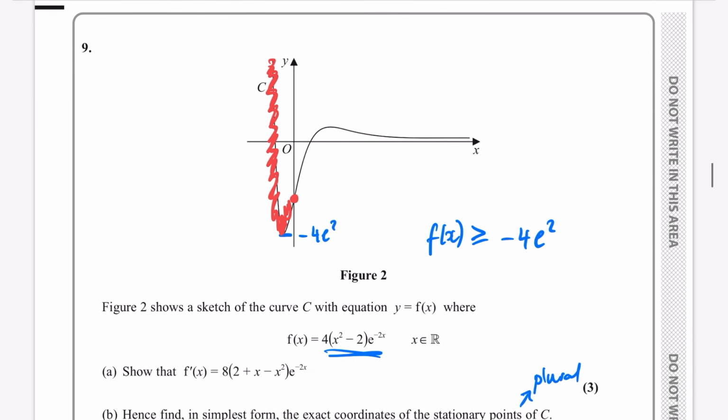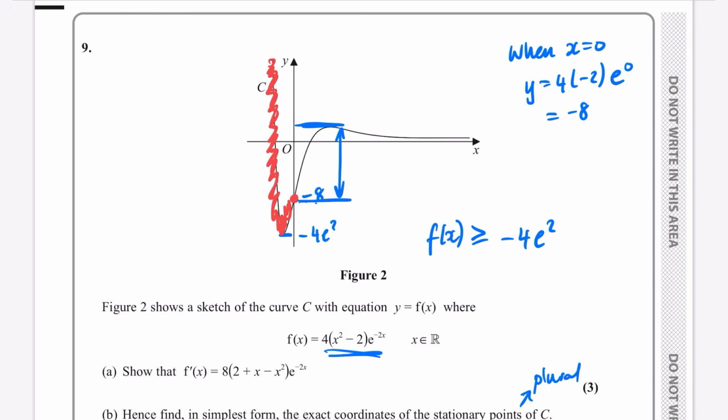For the original graph, when x equals 0, we would get that the y-intercept is 4 times minus 2e to the 0, which is just minus 8. So right now, that coordinate is minus 8. For the new graph, because we're talking about the new graph's range, we're talking about in between this bit and this bit here. That is the range if we got rid of this whole red section that we have.